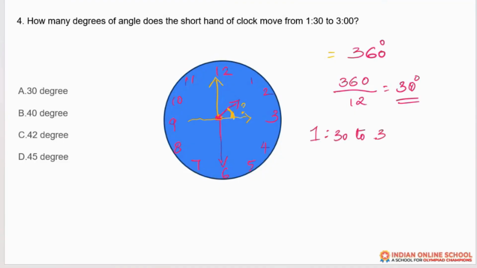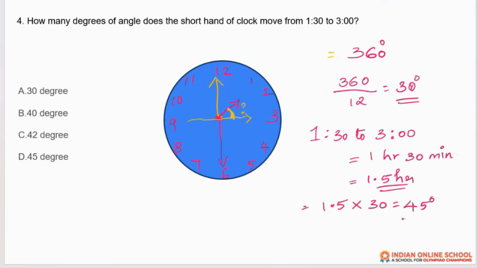It is moving from 1:30 to 3 o'clock. So in total, what is the difference between these times? That is 1 hour and 30 minutes, correct? Or we can say 1.5 hours, correct? So 1.5 hours into, so 1 hour is 30 degrees. So 1.5 hours will be what? 1.5 into 30 degrees. So that is equal to 45. 45 degrees is the angle here.